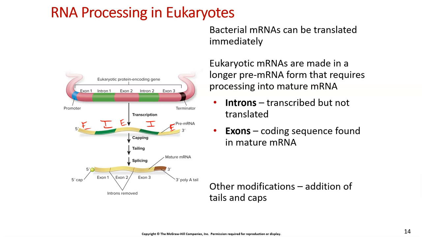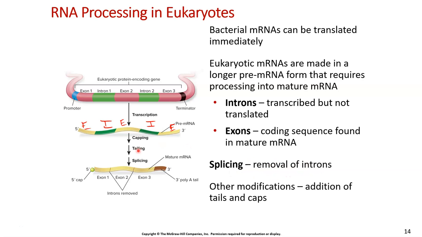So there are more complicated reasons as to why we would write something down and not use it. But as of right now, I just wanted you to understand that there's some things we write down that we don't keep, some things we write down that we do keep. So the process of removing those introns is called splicing. I don't know if you've heard of the term splice, but splice means to cut or chop or whatever. So this is going to be the removal of those introns.